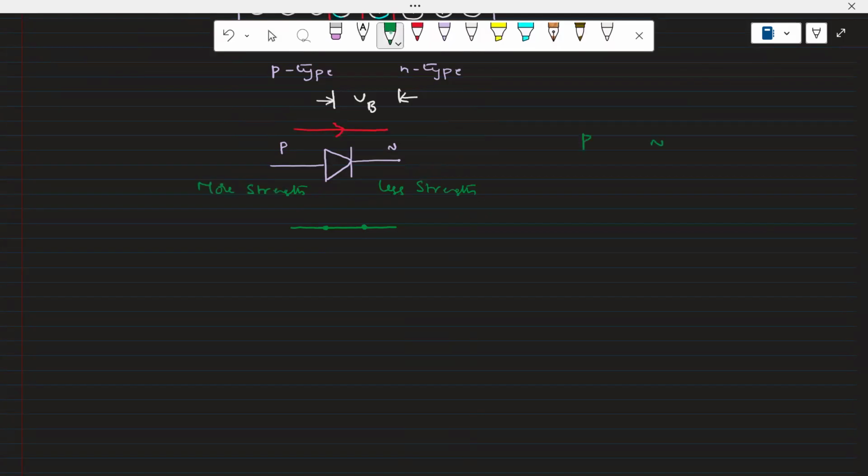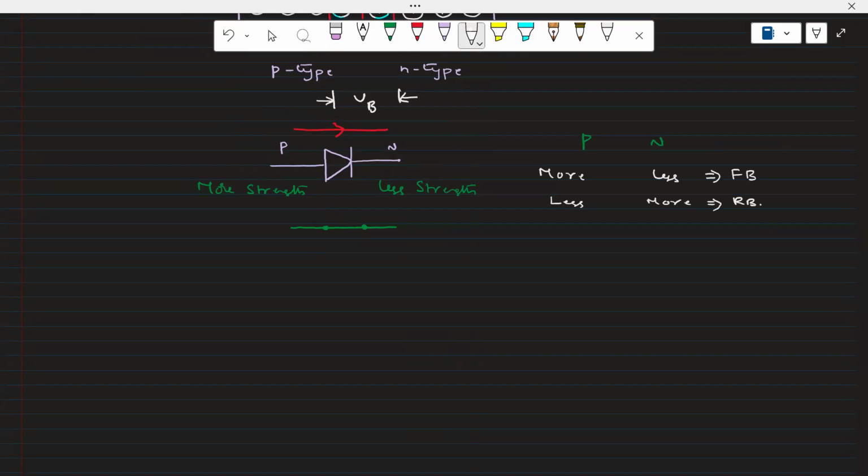P and N. Okay. More strength and less strength, which implies forward bias. If it is less strength and more strength is here, then we can say reverse bias. Am I right? Okay.